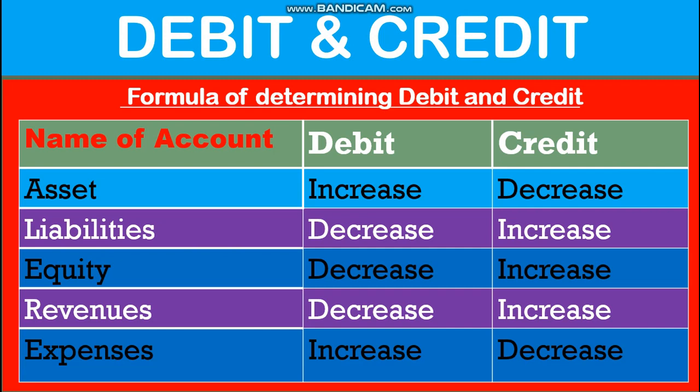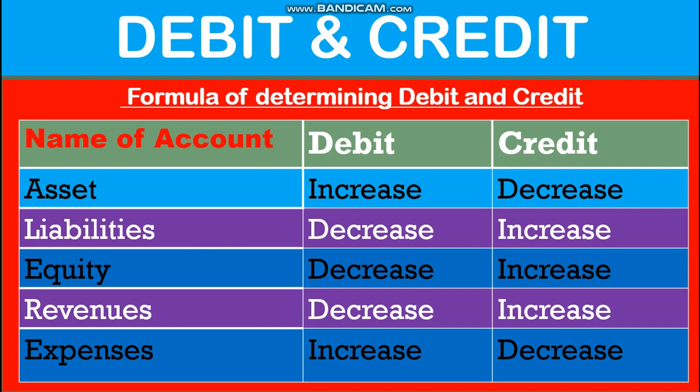Then revenue. Revenue means this is our income. Whatever money we earn, that is our revenue. Like by selling, we have earned. That's why sales is our revenue. Interest received, that is revenue. Commission received, that is revenue. Rent received, this is revenue. That means this is our income account. And the income account formula is also like equity and liability. If it is increased, then credit. If it is decreased, then it will be debit.